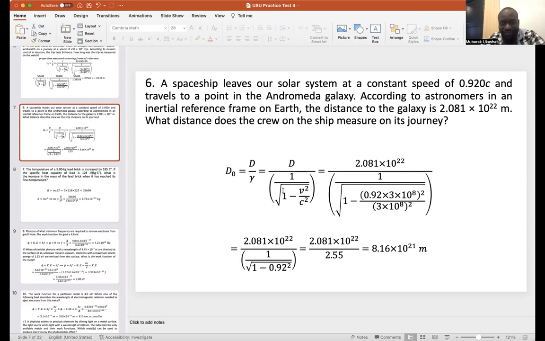So this is 1 over the square root of 1 minus v squared over c squared. The velocity is 0.920 times the speed of light, squared, divided by the speed of light squared, so the speed of light squared will cancel out. I only have 1 minus the square of 0.92 in the denominator here, and I keep the distance we measure on Earth in the frame of reference. From here, we calculate the distance they measure to be this, which is a little less than the one we measure on Earth. Length contraction, basically.